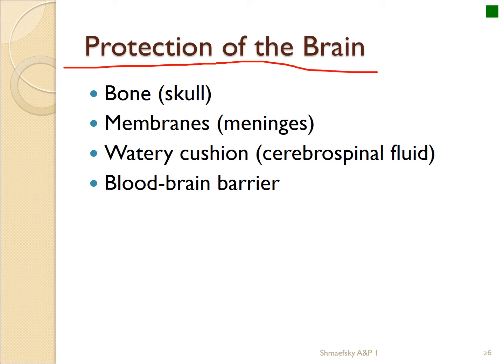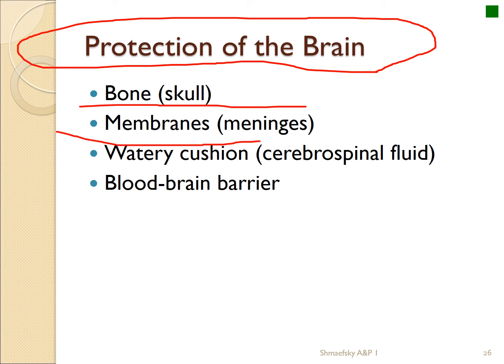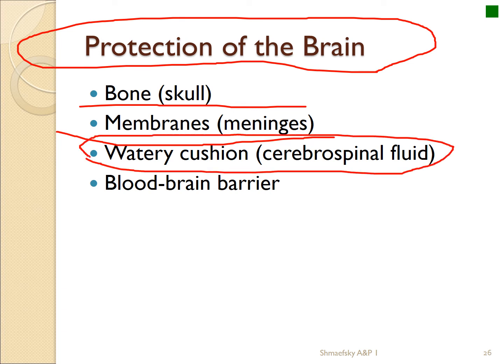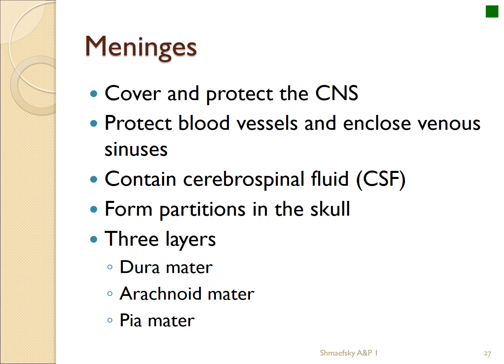Now, when we come to the protection of the brain, it's probably the most protective structure in the body, the brain and the spinal cord. So your CNS is very heavily protected by bone, by what are called the meninges, membranes, by this watery nutrient cushioning called the cerebrospinal fluid, and by something called the blood-brain barrier, which we talked a little about earlier when we looked at neuroglia cells or glial cells.